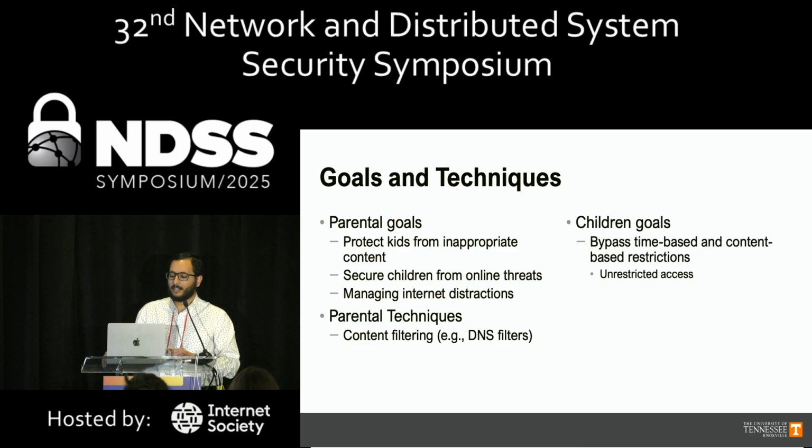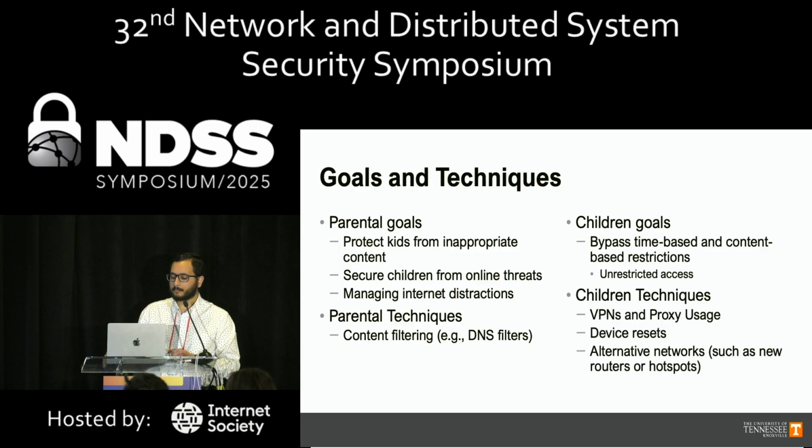Children, on the other hand, wanted to bypass time-based and content-based restrictions. They wanted the unrestricted access, as I had talked about. And they did that through a variety of methods: VPNs, proxies, restarting their devices, alternate networks. Actually, one video that was kind of interesting explained how to get a free router and set it up and use that to access the internet or to access a network. So those are some of the biggest highlights we found in our exploration of this topic.